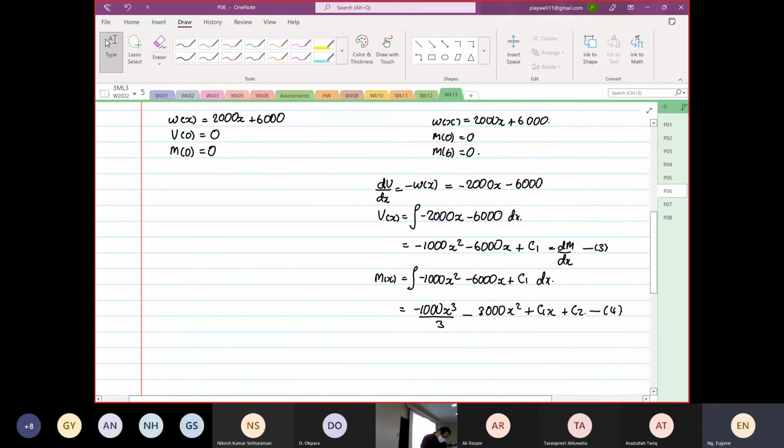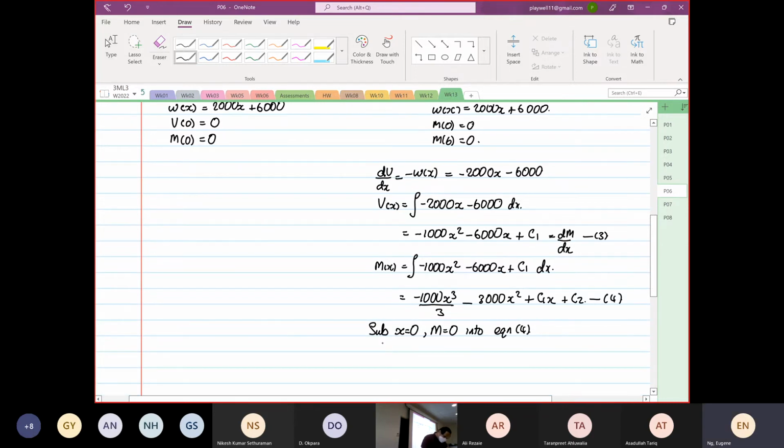Now, with this equation, we can solve for C1 and C2. So we're going to substitute x equal to 0, moment equal to 0 into equation number 4. Over here we have 0 equal to 0 minus 0 plus 0 plus C2. So we know that C2 is equal to 0.